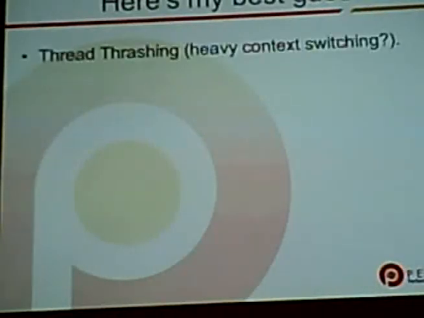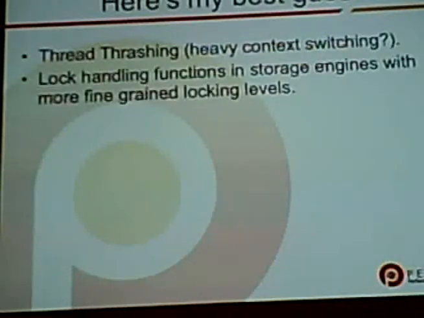Here's my theory, and this is not necessarily correct. This is what I just thought of when I was trying to think, how do I solve this problem? Thread thrashing, or heavy context switching, attempting to do too many things at once. Lock handling functions and storage engines with more fine-grained granularity. Any sorts of things like row-level locking, some of InnoDB's internal workings, they can take a little bit of CPU.